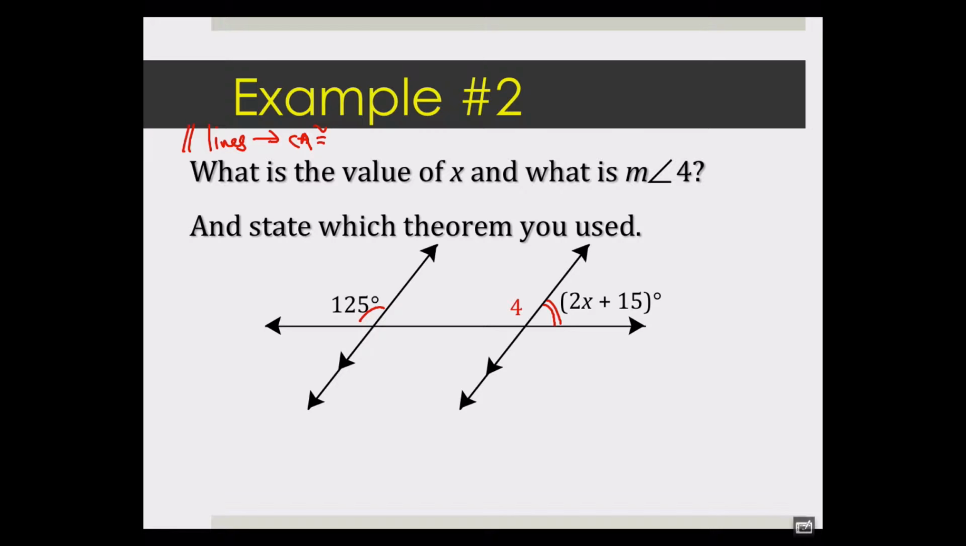Let's continue with that. So if they're supplementary, what am I going to do with their measures? Perfect. Okay, so we're going to do 125 plus 2x plus 15 is equal to 180. Now back to the other question. Why are they supplementary? Which pair of angles of the 10 that we've talked about are those two?